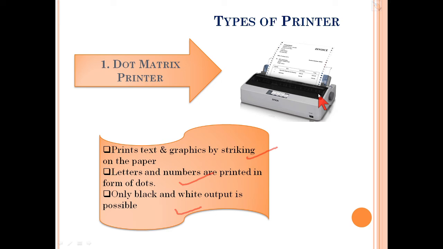You can take the example of a calculator also. All the digits 0 to 9 are in the form of dots. So that is the dot matrix printer, and only black and white output is possible. No colored output is possible in a dot matrix printer. That's why it is cheaper also, and it is slow also, because every time there is a hammer striking on the paper to get the letters printed. So that's why it is very slow also.